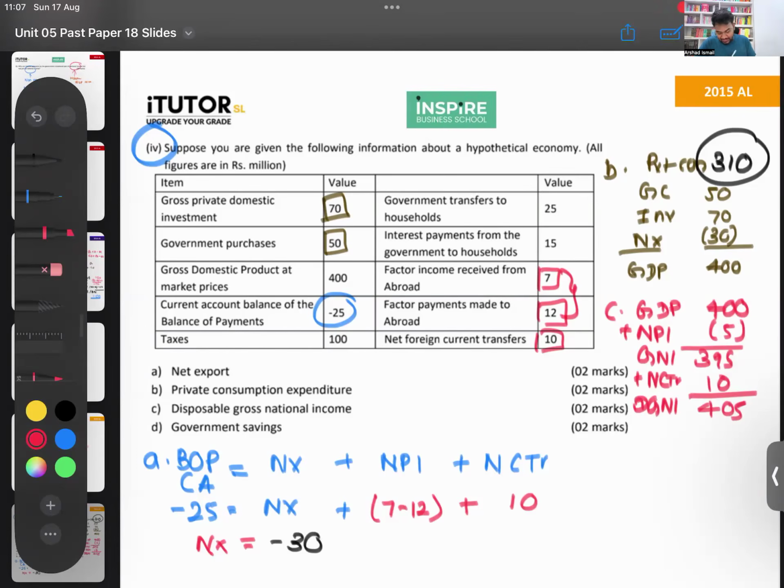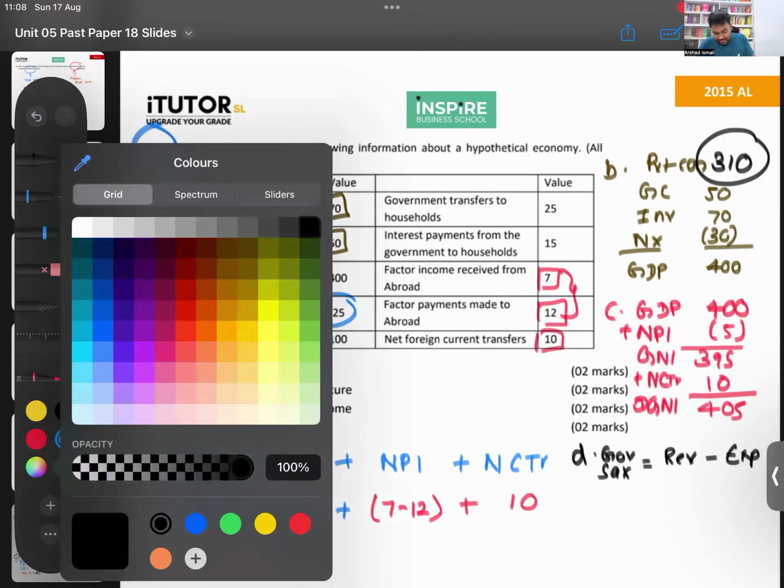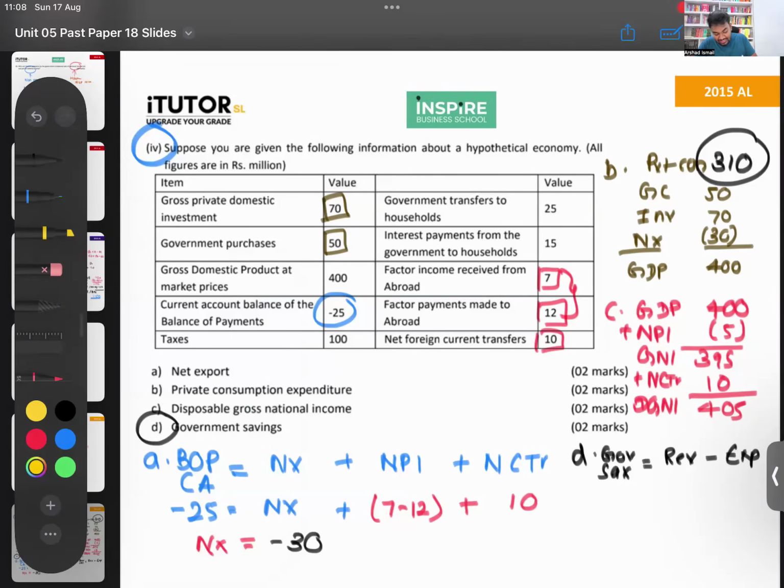Then the last one, D. Now this is an interesting one. Government savings. So how do you get government savings? All the government's revenue minus all their expenditure. So look at this. Government's revenue, I'll circle these in yellow. So taxes are government's revenue.